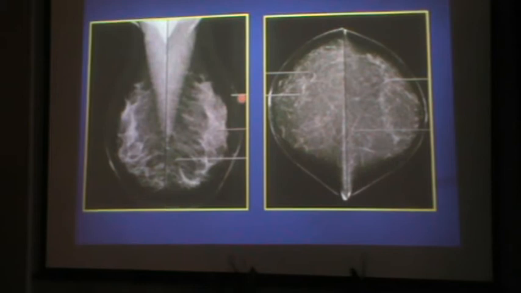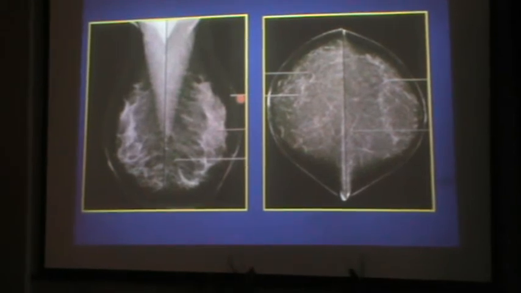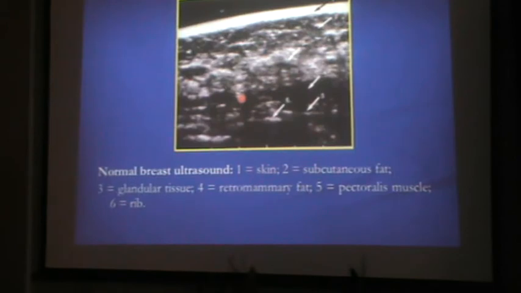This is a normal mammography, which shows the fibroglandular tissue of the breast. This is a normal breast ultrasound. It shows the skin, and this is the subcutaneous fat. Number 3, the glandular tissue, and here we can see the retromammary fat, the pectoralis muscle, and these are the ribs.